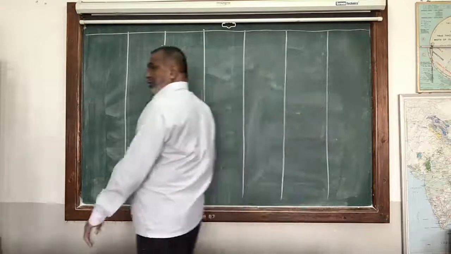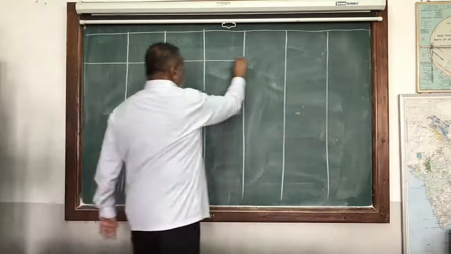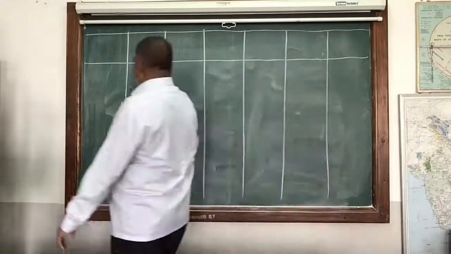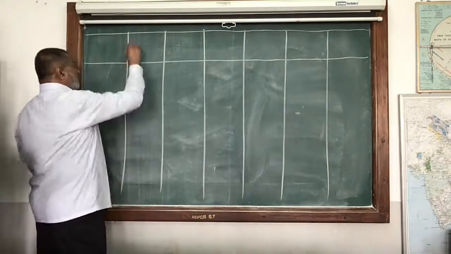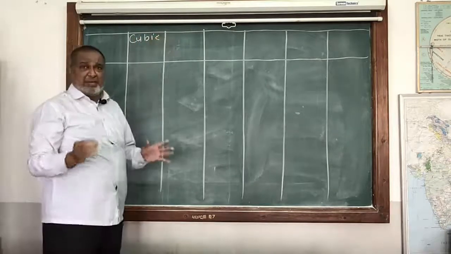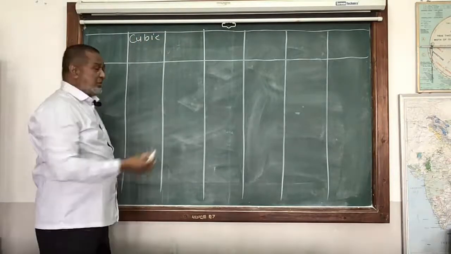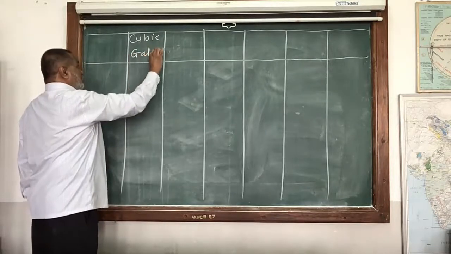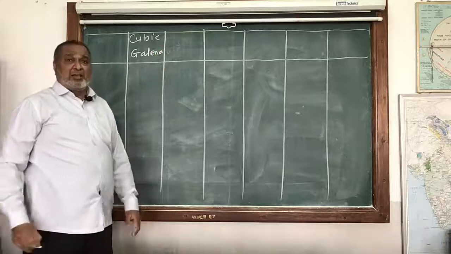Now on the top we are going to write down the system and the type. The first system we are going to see is the cubic system. Whenever you take a system name, you immediately come to know the type. Cubic system is the Galena type. Remember, cubic system, Galena type.